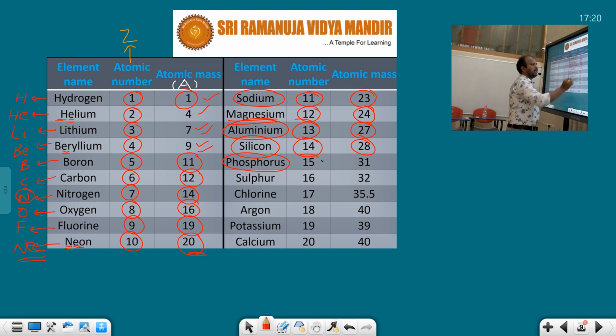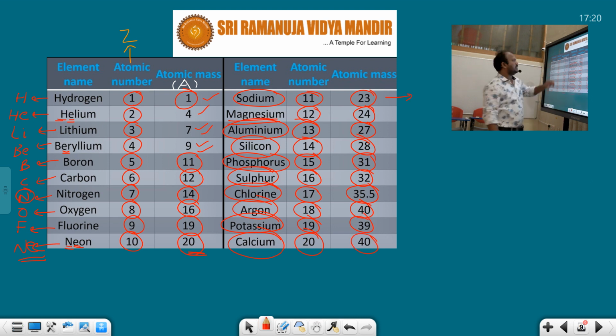Chlorine, atomic number is 17, atomic mass is 35.5. Argon, atomic number 18, atomic mass is 40. Potassium, atomic number is 19, atomic mass is 39. Calcium, atomic number 20, atomic mass is 40. I had already written the symbols.